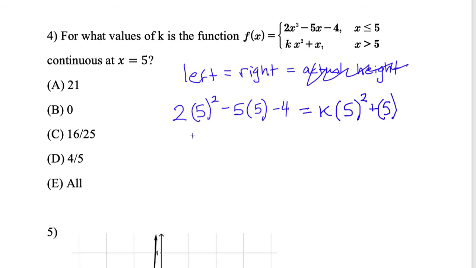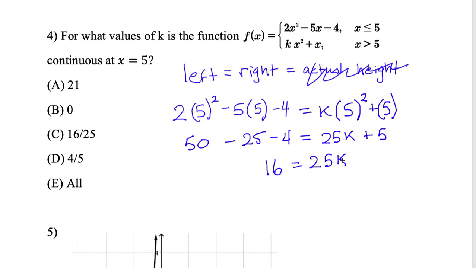From here I just need to solve for k. So 5 squared is 25, times 2 is 50, minus 5 times 5 is 25, minus 4 is equal to 5 squared, which is 25k plus 5. I'm going to leave the k's on the right and move the 5 over. So 50 minus 25 is 25. 25 minus 4 is 21. Subtract 5 again, and that is 16 is equal to 25k. Then divide both sides by 25, and I'm left with 16 divided by 25 is equal to k. Final answer, 16 over 25. There it is. The correct answer is C.